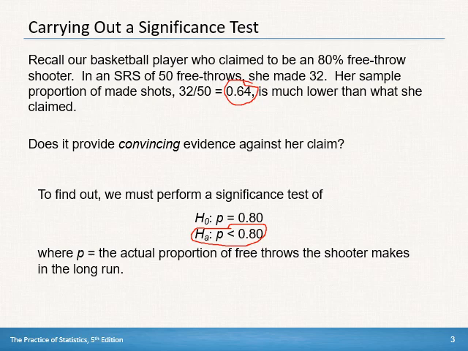But here, if we remember what we were talking about in the last section, we were saying, well, we think she's a braggart. We think that she's boastful. And so we think her true proportion is going to be lower. So we set up those hypotheses before we send her out to do her p hat. Remember that the p is the population or true proportion of free throws that she makes in the long run.